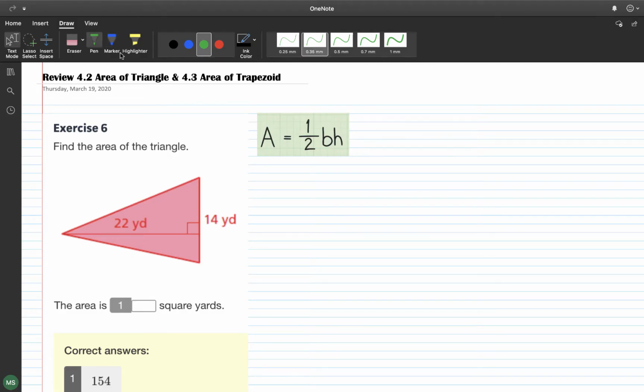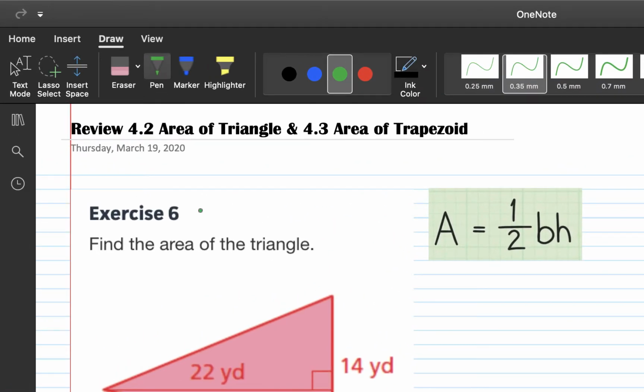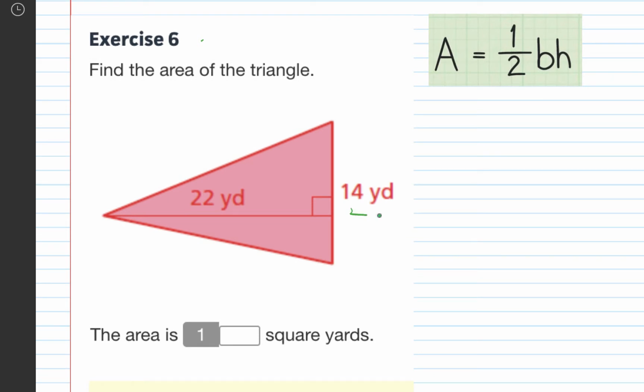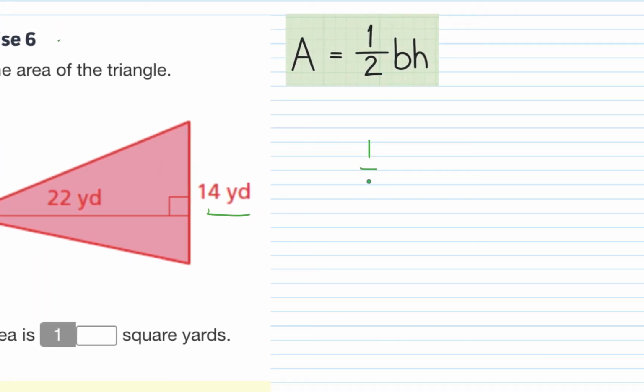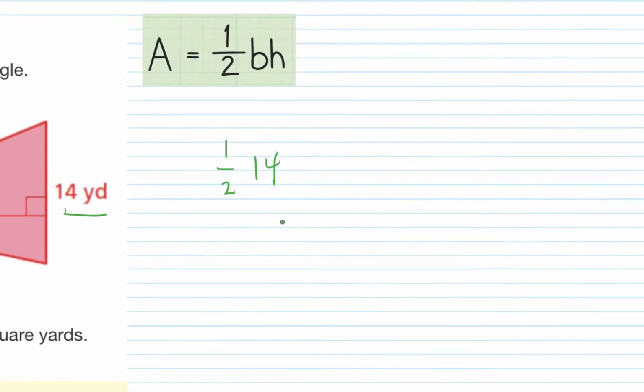Video to go over your assignment from yesterday. So you had to find the area of the triangle for exercise 6. And so we should all know that the area formula for a triangle is area equals 1/2 base times height. So 14 is our base, 22 is our height.